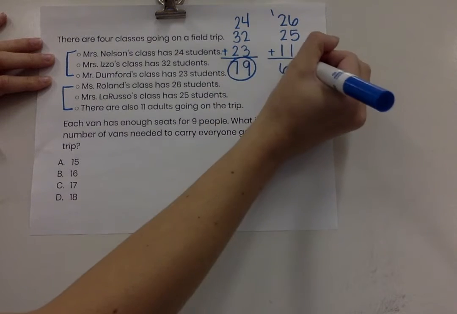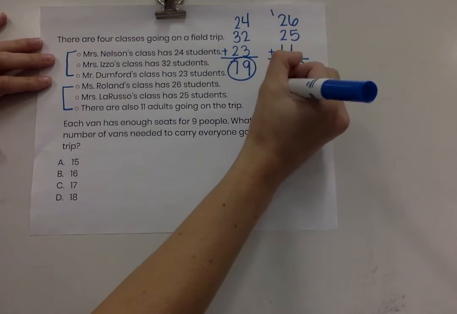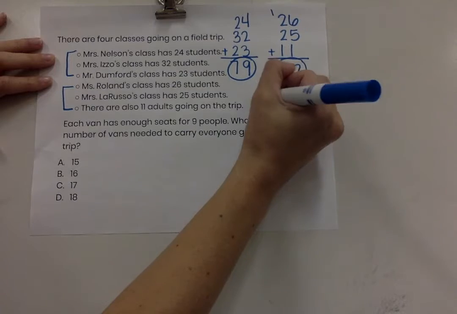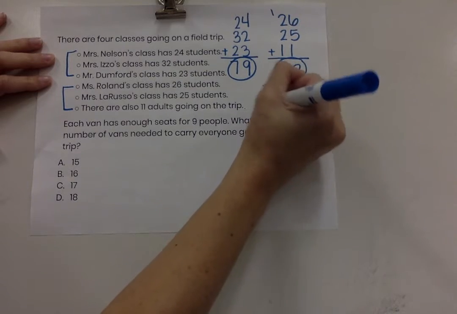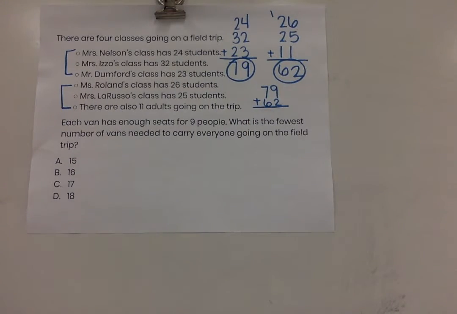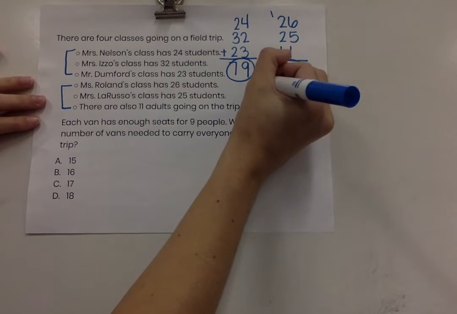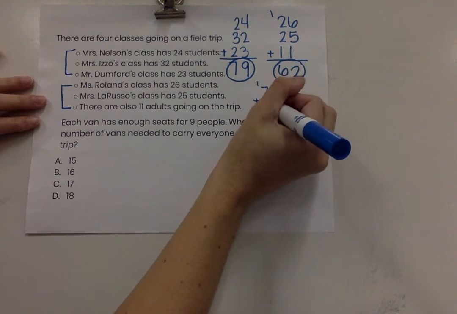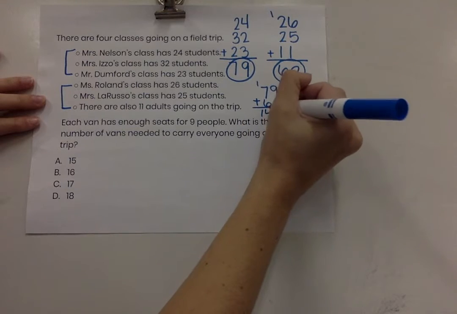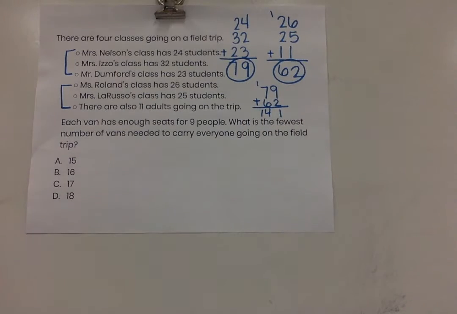Now we need to add these 2 subtotals together to get how many people are going on the field trip. I know that 9 plus 2 is 11. 1 plus 6 is 7, plus 7 is 14. So there are 141 people going on the field trip.